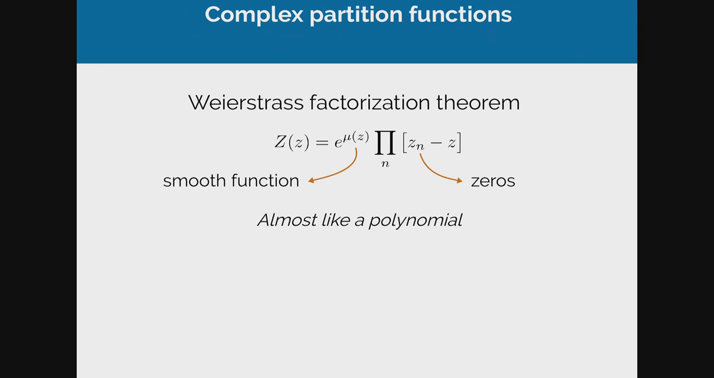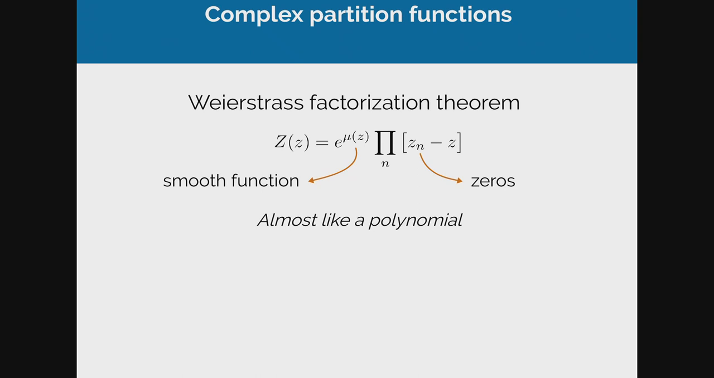So if you have an analytic function in the complex plane, then there is the Weierstrass factorization theorem, which tells you that those analytic functions actually behave almost like a polynomial, in that you can write this function in terms of a smooth part, a part which always remains smooth, this mu of z, and some kind of polynomial which includes all the zeros of this function. Okay? So like you would do for a polynomial. For a polynomial, you would not have this smooth prefactor, only this factorized product involving the zeros on the right-hand side.